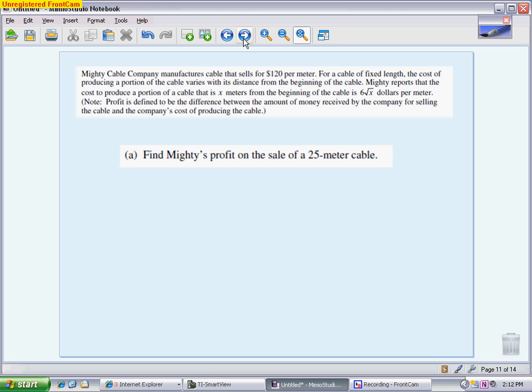So if you want to find the profit on the sale of a cable, my profit, and I wrote it as an equation, is going to be $120 times however long it is. So that's how much that you sell it for. So you get $120 for every meter that this cable is in length. And then minus the integral from 0 to 25 of the equation that we use to find the cost.